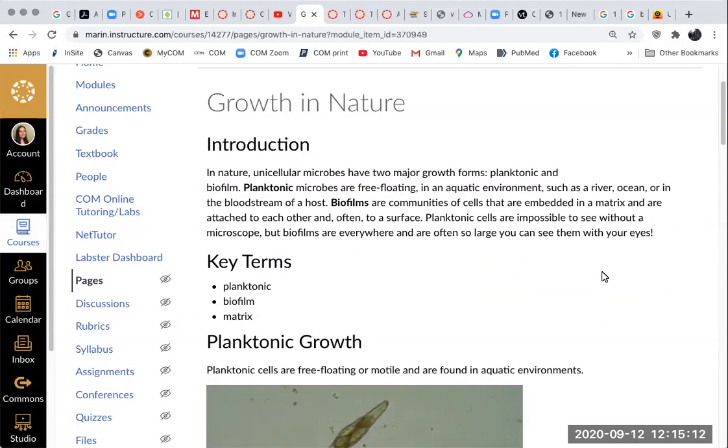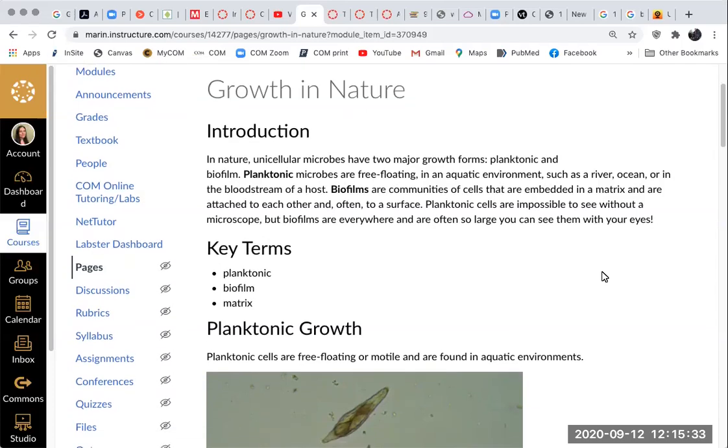On this page, you're going to learn about different types of growth, namely planktonic growth and biofilm growth. These are the major growth forms found in nature. Planktonic just means free floating in an aquatic environment, whereas biofilms are more organized communities of cells that communicate with each other. They're typically adhered to each other and maybe adhered to a surface as well.